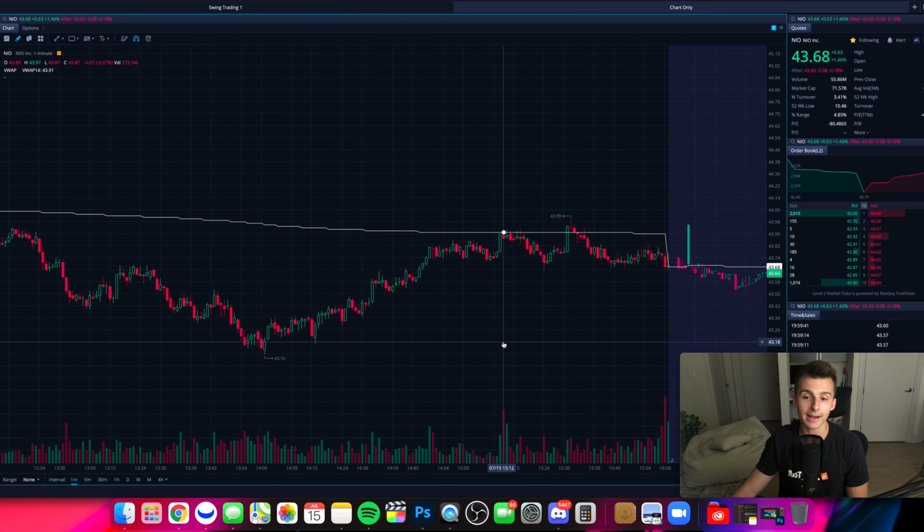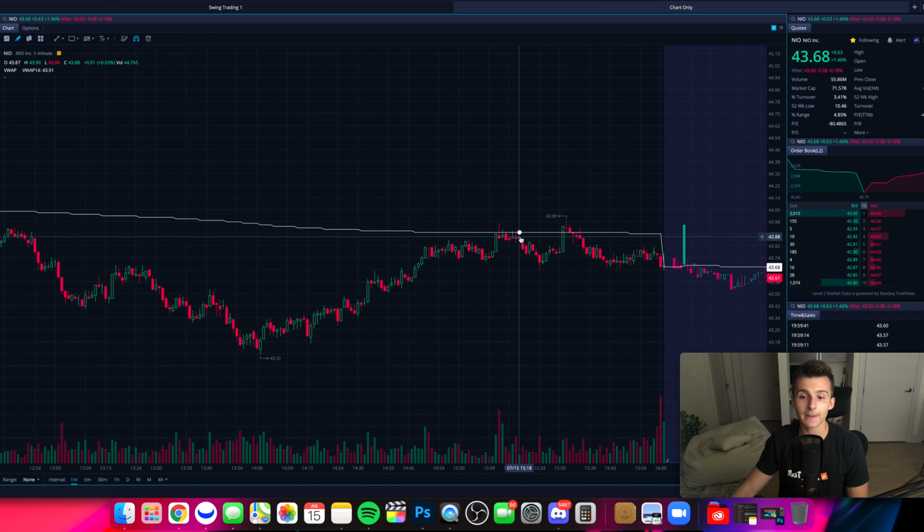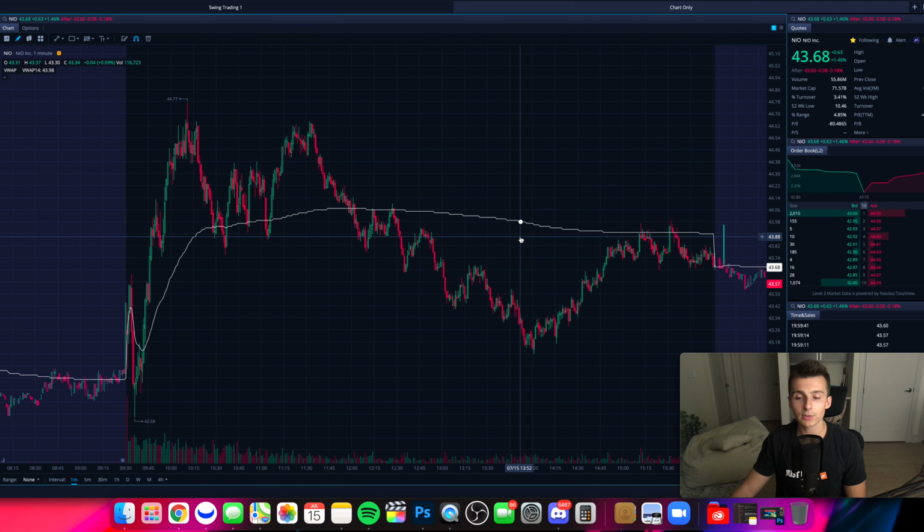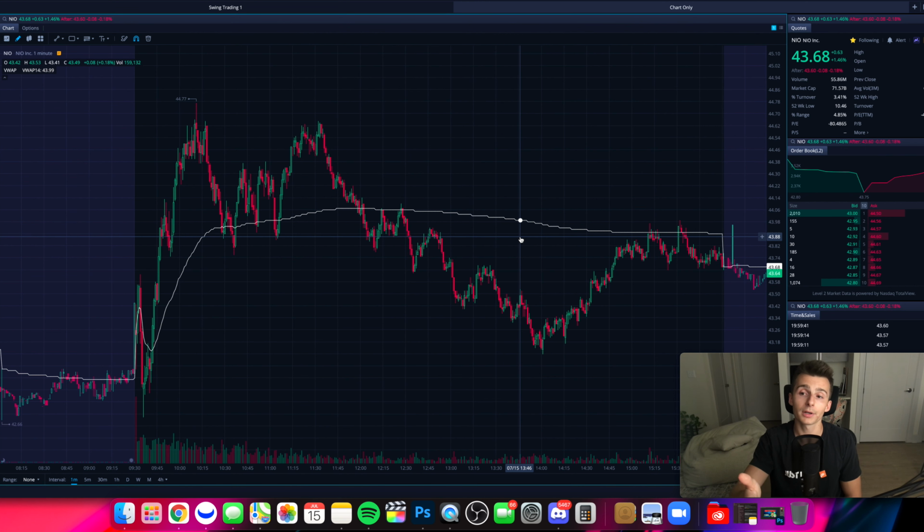Then eventually it came back up, tested VWAP yet again, and then started to reject off that level. So what do we notice here? What are the key takeaways when looking to trade VWAP? Support when above, resistance when below, and it's usually a key level that a stock likes to battle throughout the day. Bulls versus bears, right? Bears want to keep it under VWAP, bulls want to get it above, and that's the battle, that's that line in the sand that we're seeing across a lot of stocks.